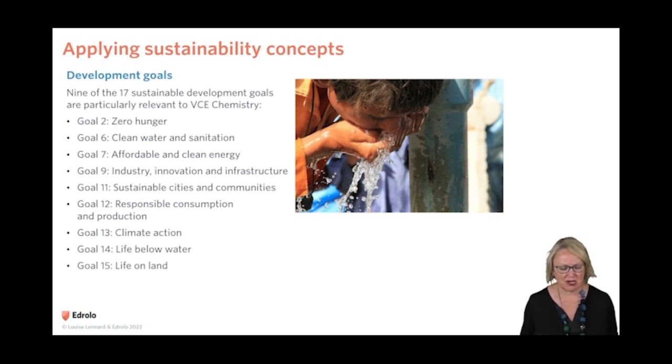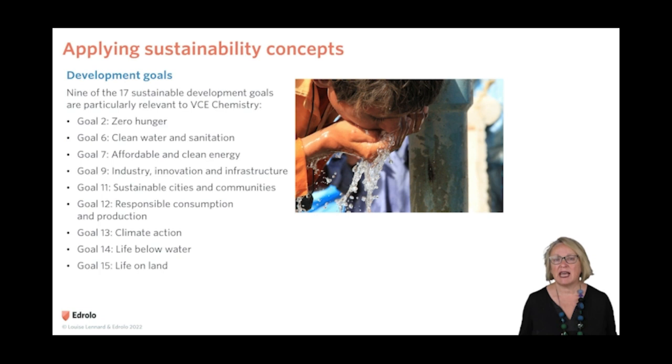to VCE Chemistry. The second goal, which is aiming for zero hunger worldwide. Goal 6, having clean water and sanitation available to the 8 billion people on the earth. Goal 7, having affordable and clean energy. Goal 9, which is industry, innovation and infrastructure. Goal 11, sustainable cities and communities. Goal 12, responsible consumption and production of materials.